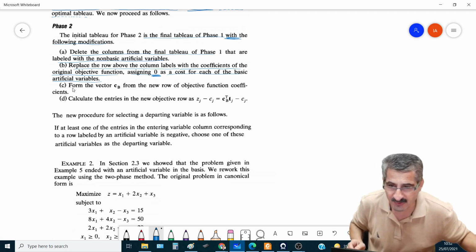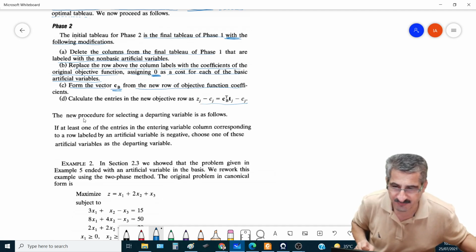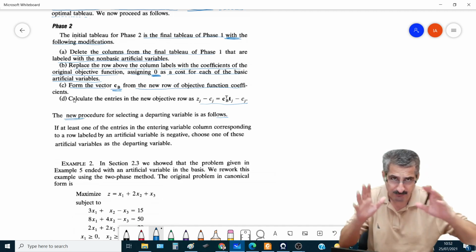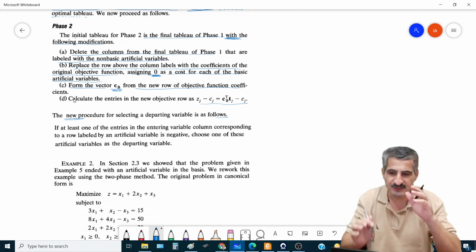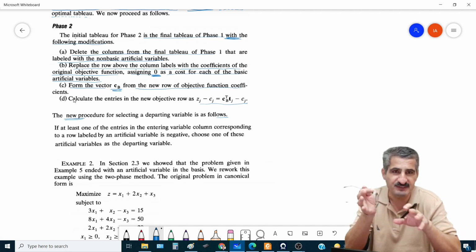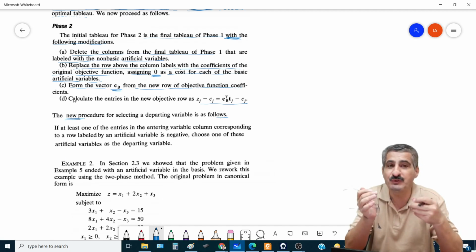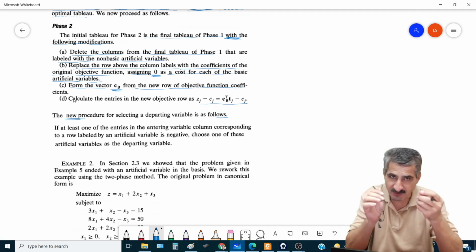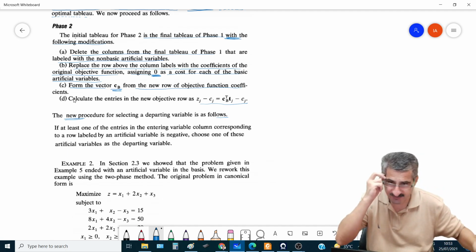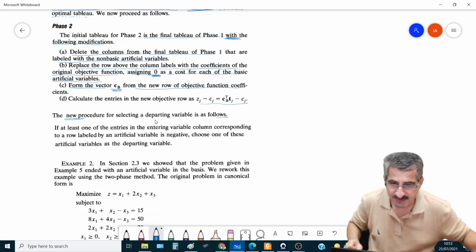Okay, good. Now form the vector CB from the new objective function coefficient. Okay, we know that. Now calculate the entries in this way. Good. The new procedure for selecting variables is as follows. Now we made the table using procedure steps A, B, C, D. Now we want to do the pivoting. But in here, there's something different: how to select the departing variable.